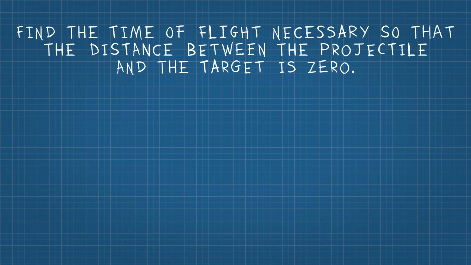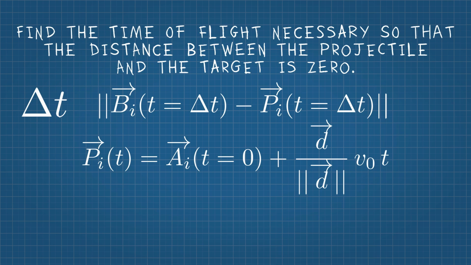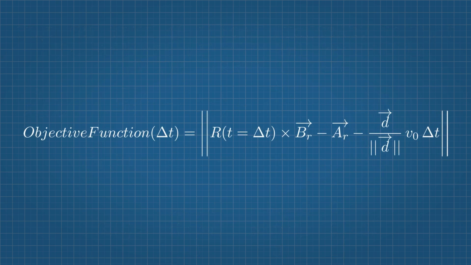The time of flight is delta t. The distance is going to be written as the norm of the vector going from P to B at t equals delta t. The value of P can be computed from the equation of motion, and the value of B can be computed using the rotation matrix. Combining everything, we get the following objective function, which is in reality an equation that we want to solve for 0.